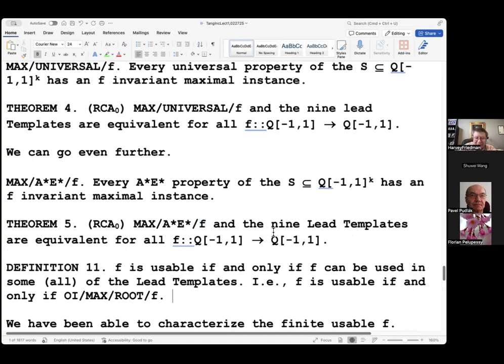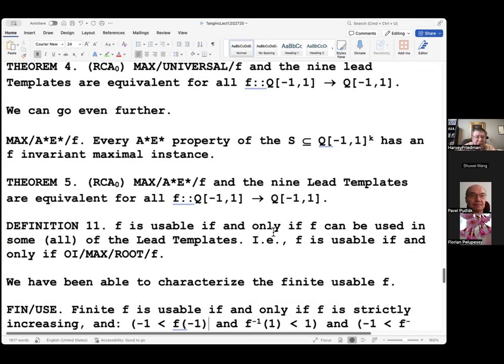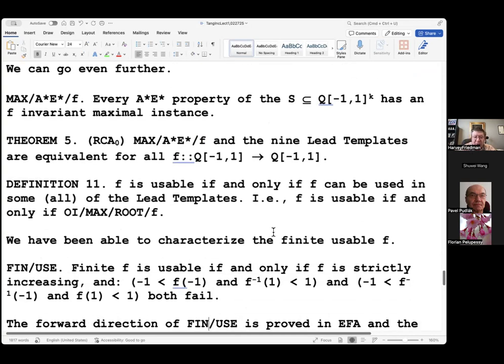By the way, for one thing, if any of these statements hold for F, F has to be strictly increasing. I should just add that in passing. All right, now it's useful to have a notion of usable. So F is usable if and only if you can use it in all or some of the lead templates. I.e., F is usable if and only if OI max root of F. I just picked one of them, my favorite one. OI max root. Okay.